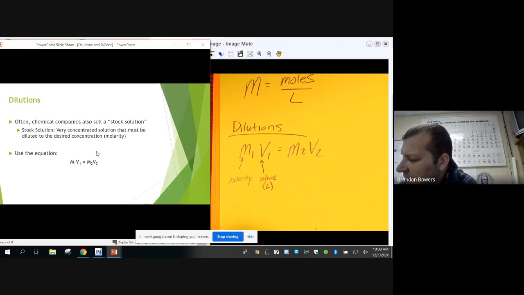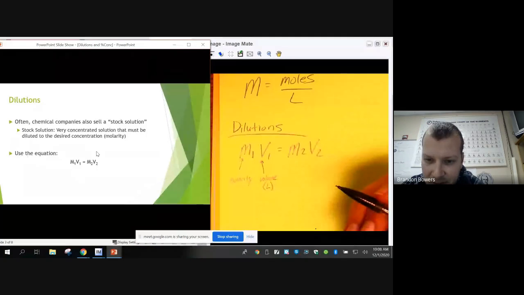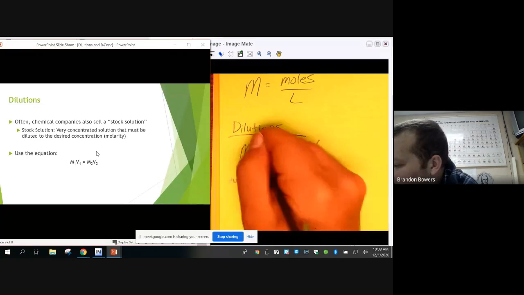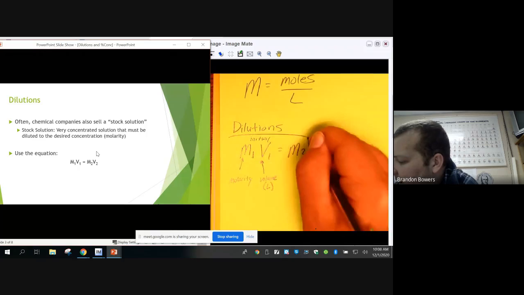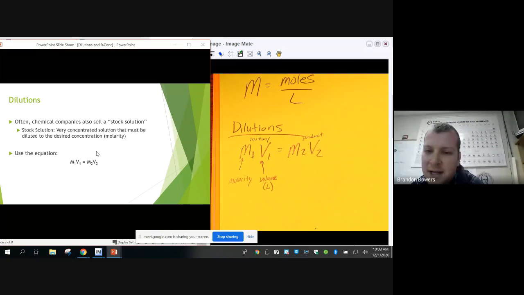The 1 means that these two are connected to the initial solution. So the 1s mean it's initial. What does the initial solution look like, and what does the product look like? It's kind of like reactants and products. What's the initial and what's the final?